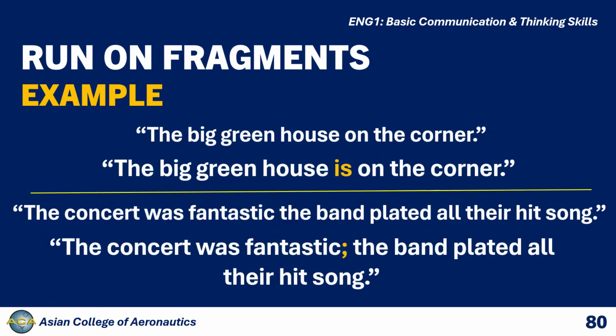The big greenhouse on the corner. That is an example of a sentence fragment, an incomplete thought. So you have to put a verb, because in this sentence, the big greenhouse on the corner, there is no verb. So you have to put a linking verb, which is is. Again, the word is is an example of a verb, a linking verb. The big greenhouse is on the corner. You can see that is a complete thought.